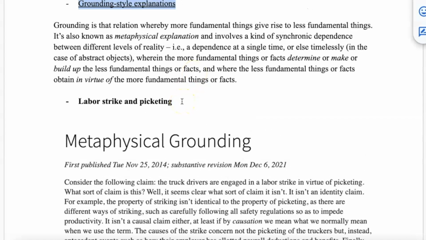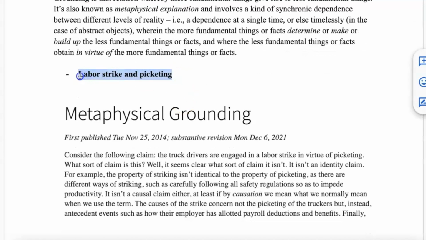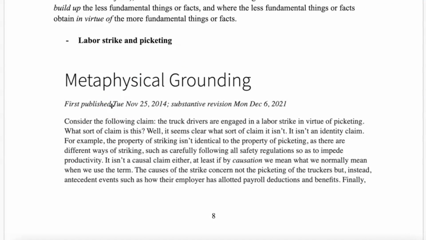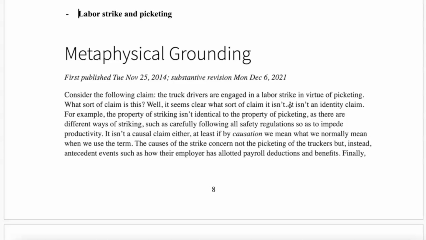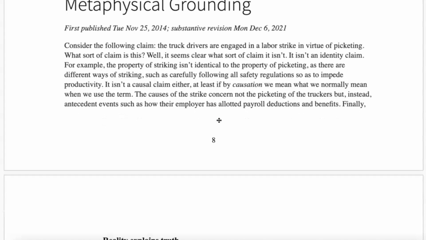So here's an example of a non-causal grounding style explanation involving labor strike and picketing. This is from the Stanford Encyclopedia of Philosophy entry on metaphysical grounding. The truck drivers are engaged in a labor strike in virtue of picketing. Now, what sort of claim is this? Well, it seems clear what the sort of claim it isn't. It isn't an identity claim. For example, the property of striking isn't identical to the property of picketing, as there are different ways of striking, such as carefully following all safety regulations so as to impede productivity. It isn't a causal claim either, at least if by causation we mean what we normally mean when we use the term. Right, the causes of the strike concern not the picketing of the truckers, but instead antecedent events, such as how their employer has allotted payroll deductions and benefits.